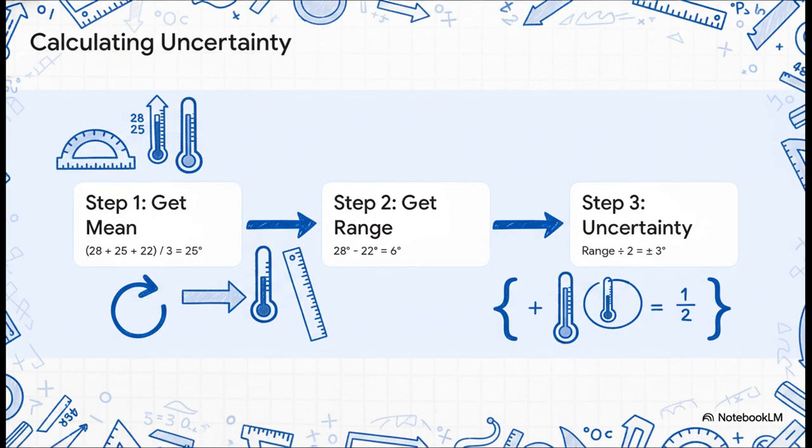All right, let's crunch the numbers. First, the mean. You just add the 3 numbers up, 28 plus 25 plus 22, and divide by 3. That gives us 25 degrees. Now for the uncertainty. To get that, we first need the range. The range is just the biggest value minus the smallest value. So that's 28 minus 22, which is 6 degrees. And here's the rule: the uncertainty is always half of the range. So half of 6 is 3. Our final complete answer is 25 degrees plus or minus 3 degrees.